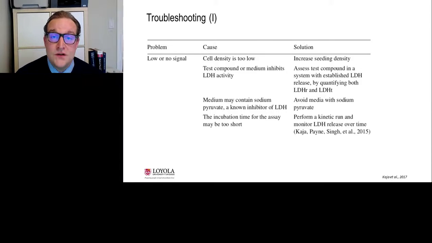Also, the incubation time for the assay might be too short, and it's easy to conduct a kinetic run and monitor LDH release over time. An example of such experimental design is provided in our publication from 2015 that's referenced here. You will also find these tables in our publication from 2017 that I've referenced on the earlier slide that I'll reference again on my final slide.